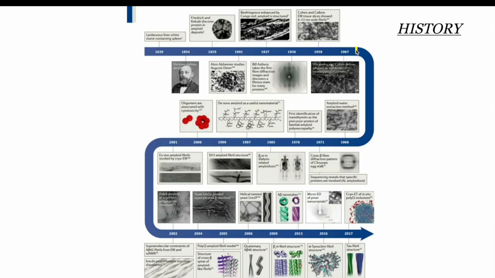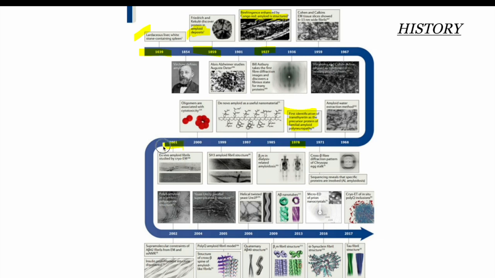Now before that we take a look into the history of amyloidosis. In 1639, the lardaceous liver and white stone containing spleen was discovered for the first time. Later on in 1859, Friedrich and Kekule discovered protein called amyloid deposits for the first time. Then in 1927, birefringence enhanced by Congo red, amyloid structure is identified. Then in 1978, there was first identification of transthyretin as the precursor protein of familial amyloid polyneuropathy.